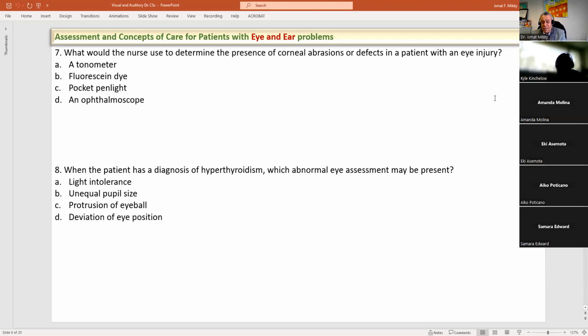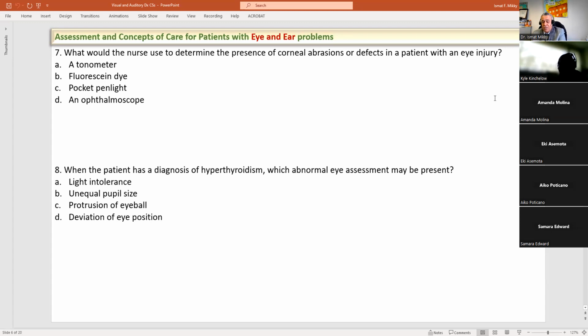The fluorescein dye is used typically to identify corneal irregularities, staining bright green on application of the dye. So it's some type of diagnostic test, different than the tonometer. Remember that we said the tonometer is the device we use to assess the IOP, intraocular pressure, the pressure inside the eye. Number 8, the answer is C.